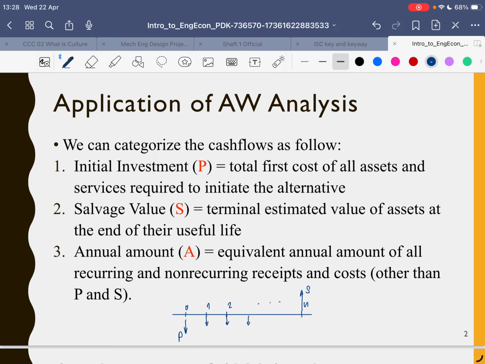Initial investment is the total first cost of all assets and services required to initiate the alternative. Salvage value is the terminal estimated value of the asset at the end of the useful life, and annual amount is the equivalent annual amount of all recurring and non-recurring receipts and costs other than P and S. So basically, that's our definition.